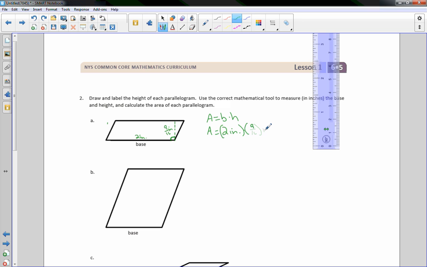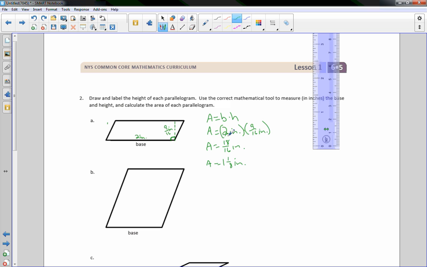Oops. 9 sixteenths inches. Okay, base times height, and now I simplify. And 2 times 9 is 18 over 16 inches. So my area is 1 2/16, or 1 1/8 inches. Okay. I highly encourage you to leave it as a fraction and get used to working with fractions.